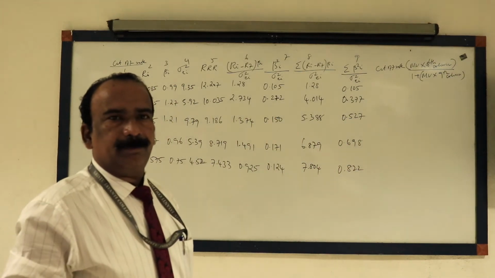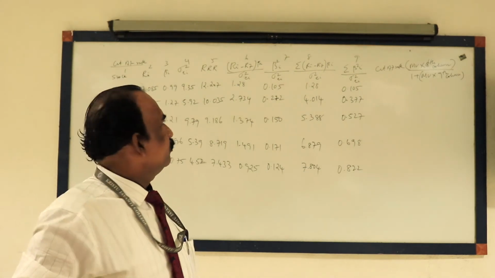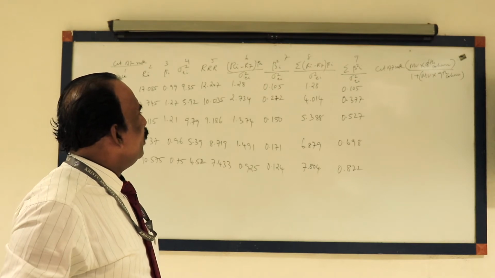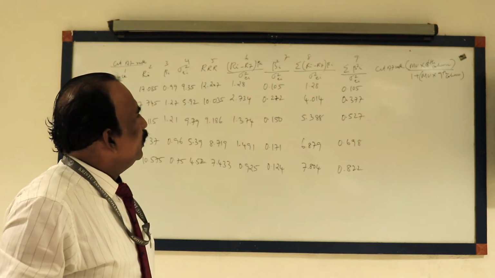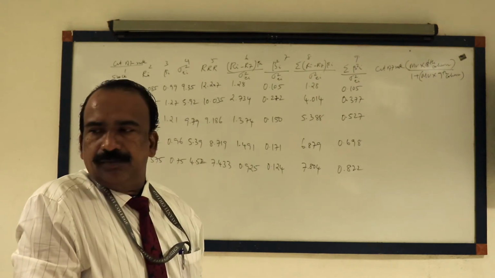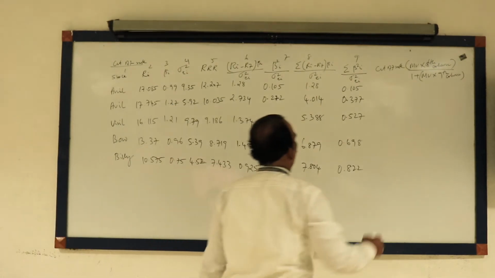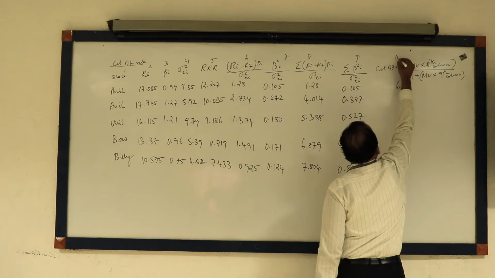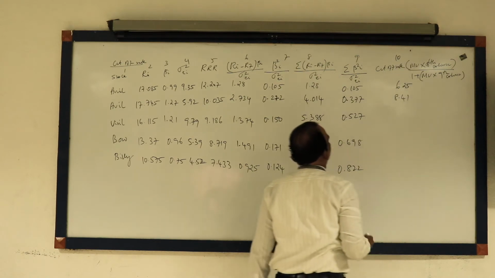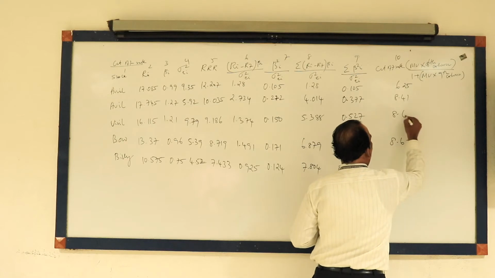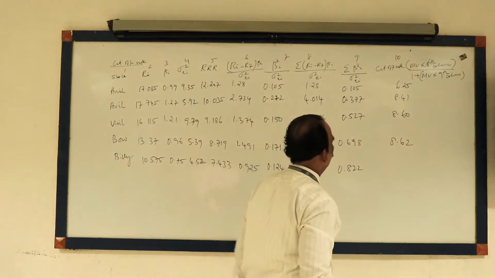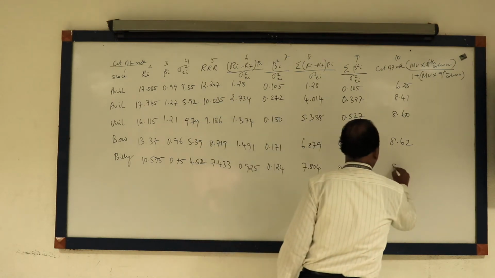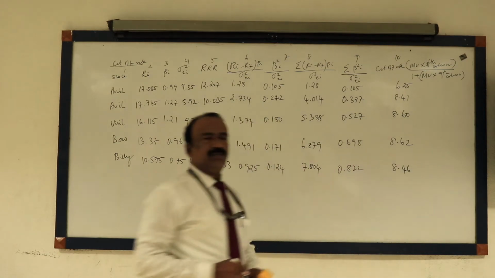How much comes? Cutoff rate for the first stock. 6.25. So please check: 10 into 1.28 divided by 1 plus 10 into 0.105. First one is 6.25. Kindly check. Next is 8.41, then 8.59, 8.62. Next one is 8.46.